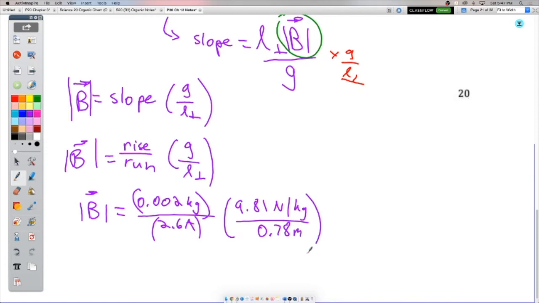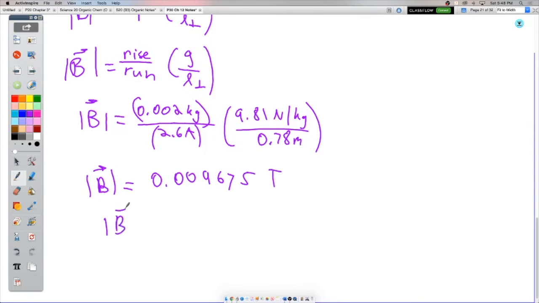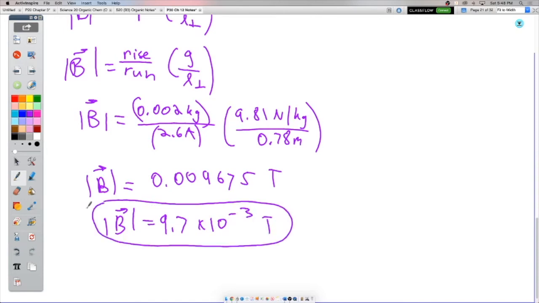So when I did all that, I got that the magnetic field strength was equal to 0.00967 Tesla, or to 2 sig digs, 9.7 times 10 to the negative 3 Tesla. Okay, so graphical analysis to get the magnetic field strength using y equals mx plus b form. Not always the way we do it, but sometimes it is the best way to do it, okay?